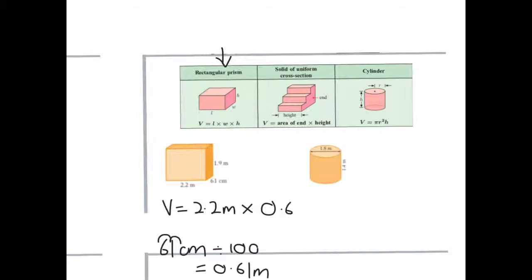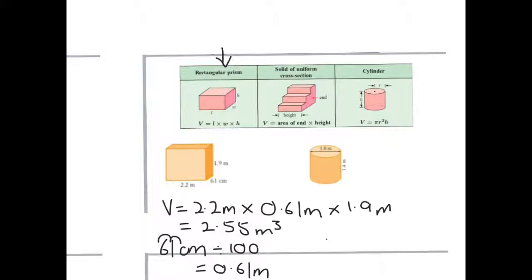So we've got 2.2 meters times by 0.61 meters times by 1.9 meters. That gives us an answer of 2.55 meters cubed. We talk about meters cubed because we've got meters times meters times meters. We've got three measurements that we're multiplying together. You might remember in area we talked about meters squared. That was because we had two measurements multiplied together. But for volume, it's always going to be a unit cubed.